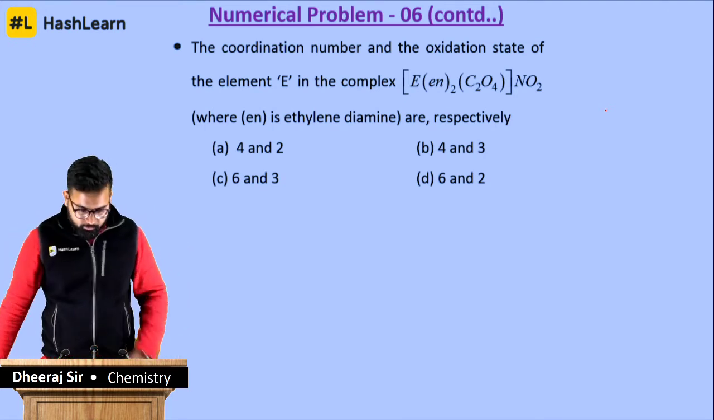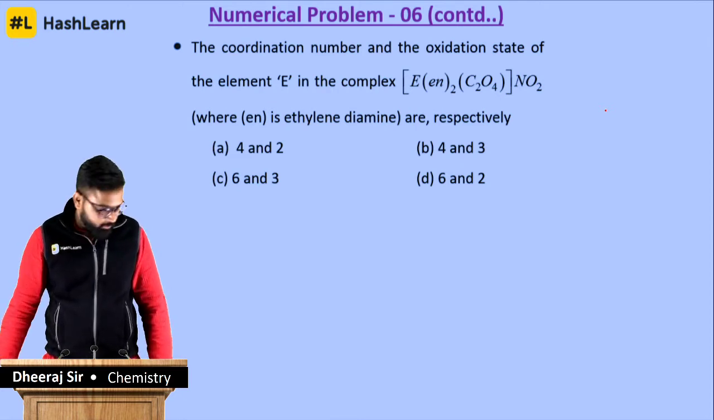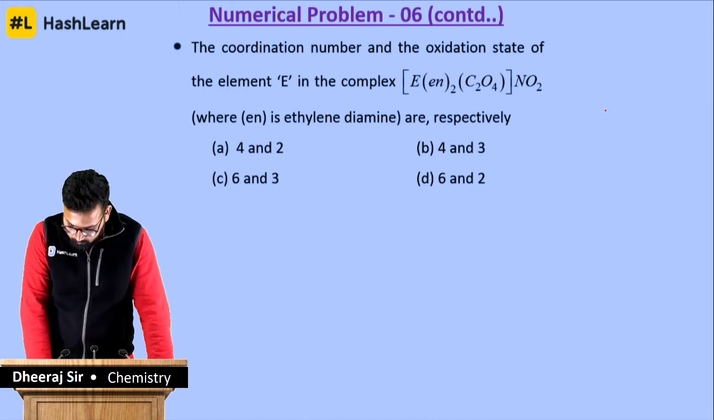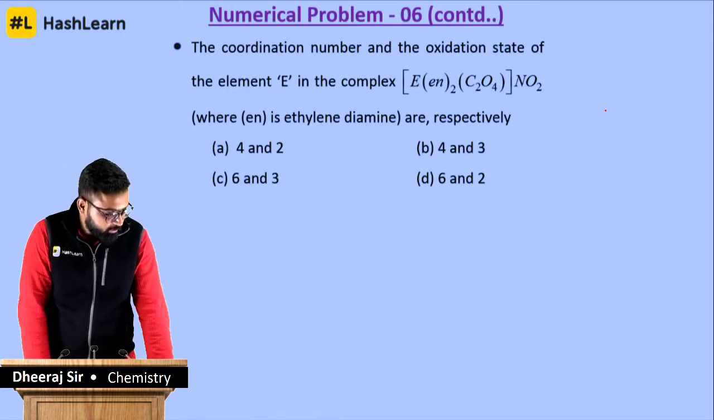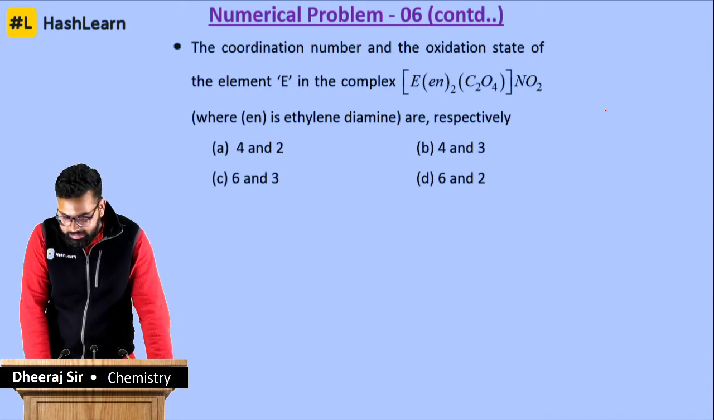Coordination number and the oxidation state. So what is it going to be? Sakshi says it's B. Okay. Let us wait for others as well. Yogesh also says it's B. Shakir says it is D.